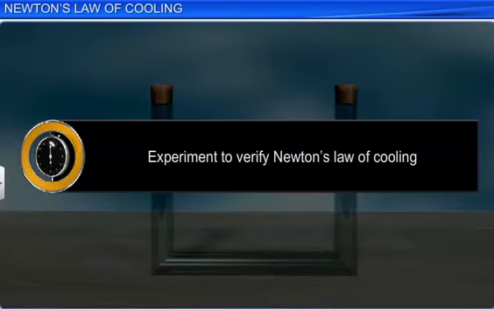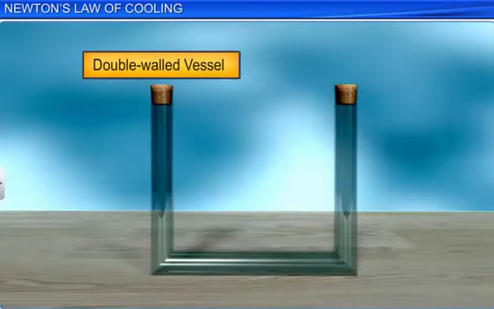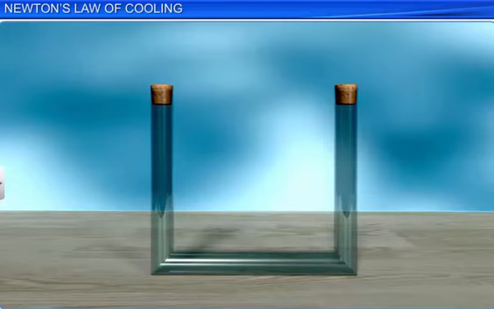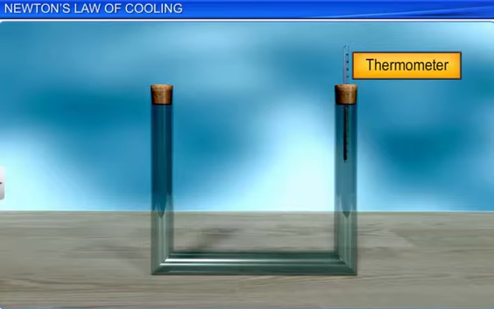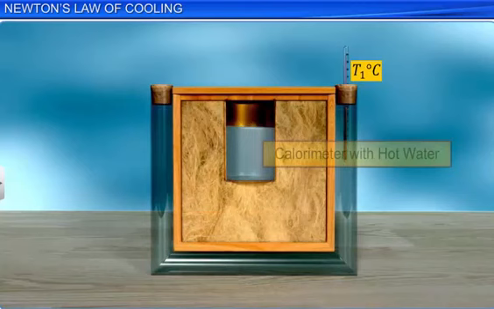Newton's law of cooling can be verified by conducting the following experiment. A double-walled vessel is filled with water between the walls, and the mouth of the vessel is closed with a cork through which a thermometer is inserted. Let the temperature reading be T1 degrees Celsius. A copper calorimeter with hot water is placed inside the vessel.